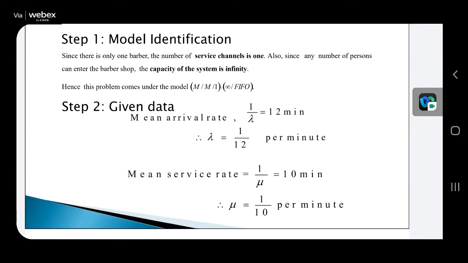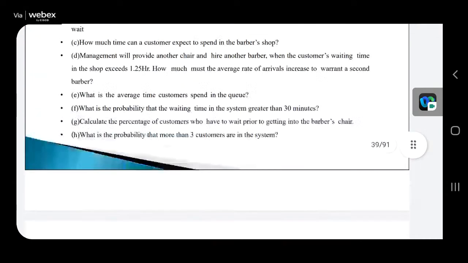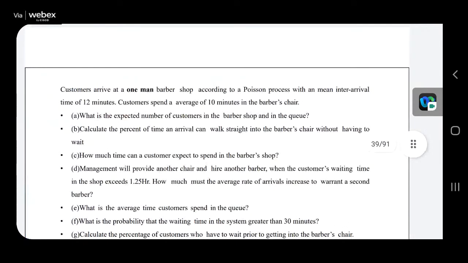So you will be getting lambda as 1 by 12 per minute. Next, customers spend an average of 10 minutes in the barber shop. It means he is spending 10 minutes in the barber shop so that the next person can arrive after 10 minutes. Again, this is also inter-service time.